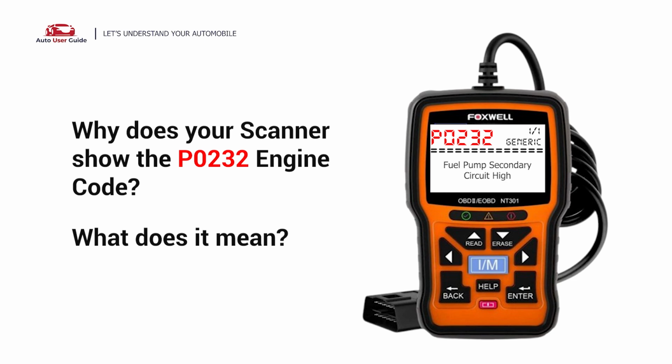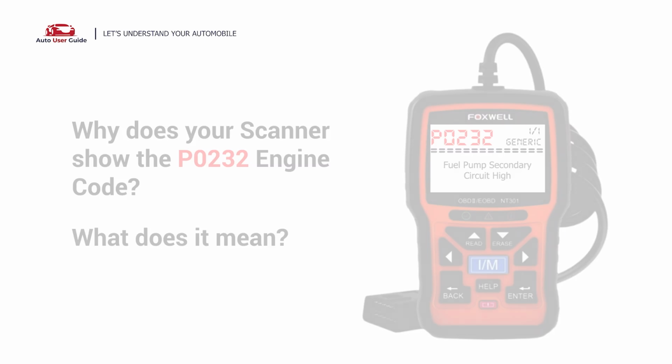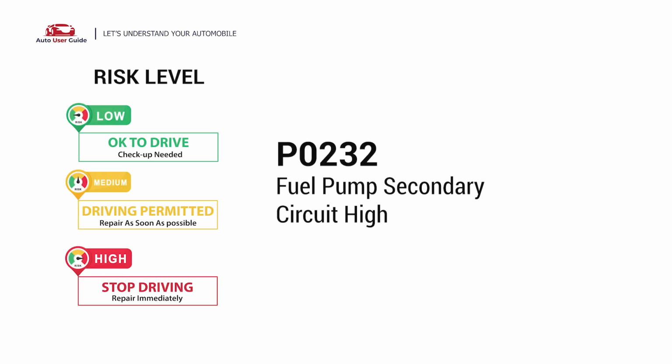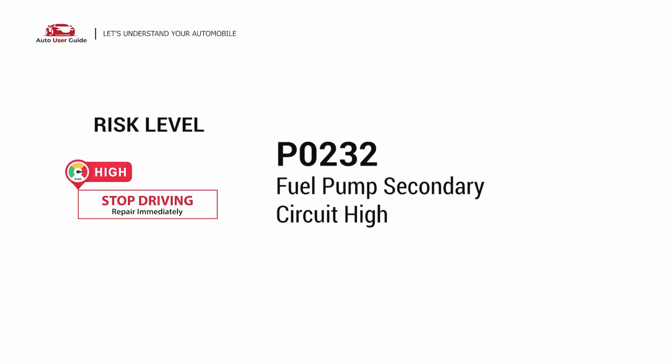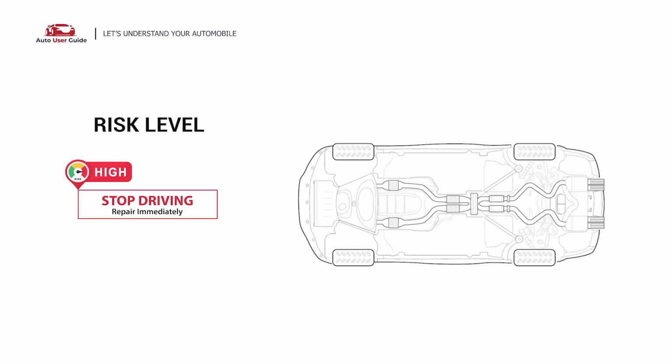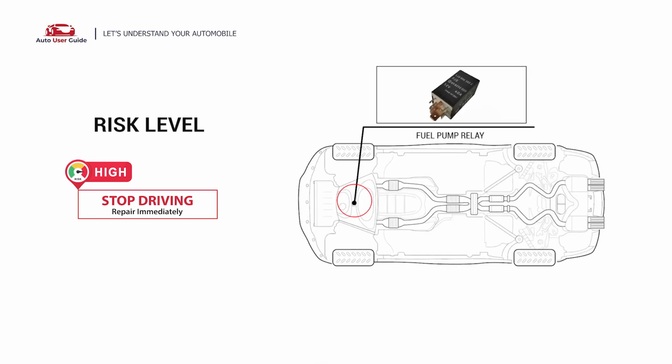Why does your scanner show the P0232 engine code? What does it mean? P0232 is a diagnostic trouble code for fuel pump secondary circuit high. It indicates the ECM detects a high voltage signal in the fuel pump's secondary circuit when it should not be, potentially indicating a wiring or fuel pump relay problem. Under this circumstance, stop driving and repair your vehicle immediately.